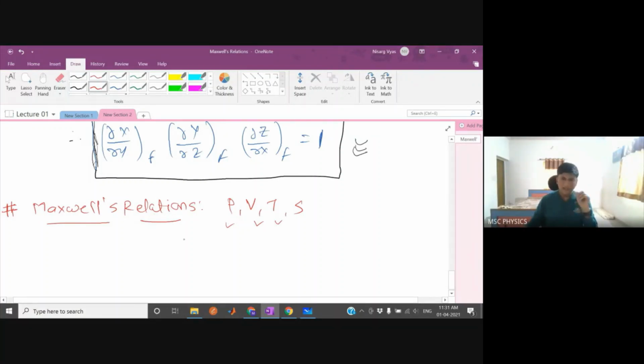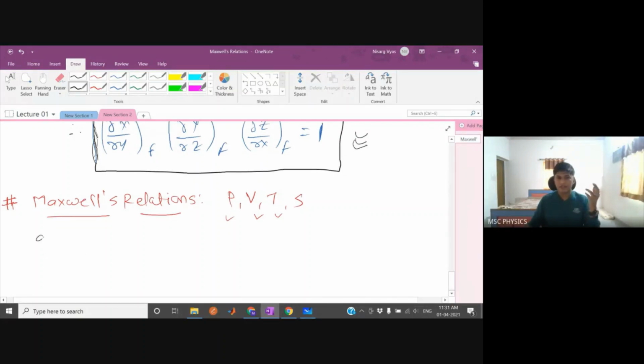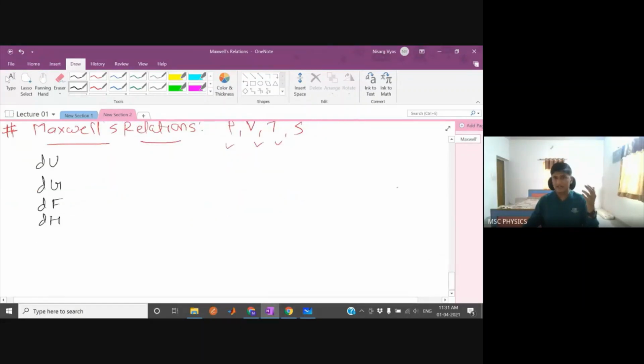The derivation is the simplest derivation you would have ever seen in your life. I just want your help in writing that thermodynamic square that I wrote yesterday. I want to write those 4 differentials: dU, dG, dF, and dH. So how can anybody of you help me in writing this from the thermodynamic square? Let me write this thermodynamic square.